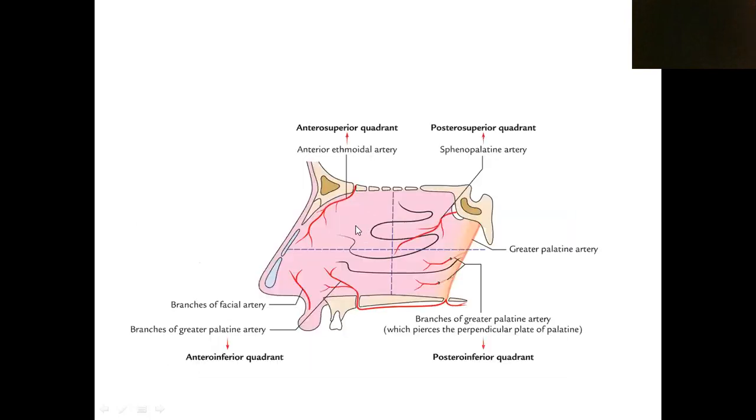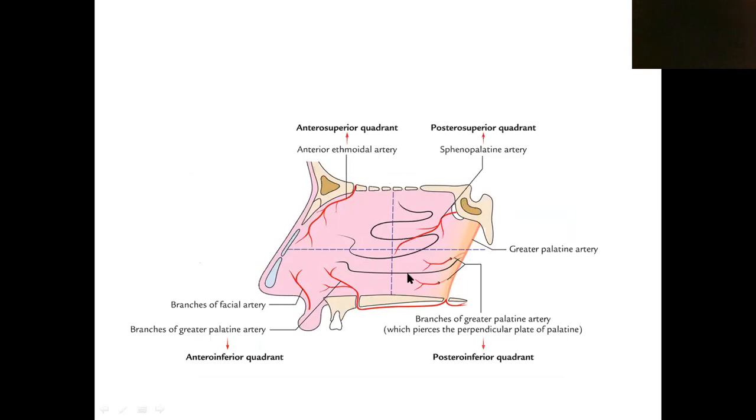In order to see the arterial supply, we are going to divide it into four compartments with one vertical line and one horizontal line. This is the anterior part, this is the posterior part. The superior part of the anterior part is known as antero-superior. The inferior part of the anterior part is known as antero-inferior. The posterior part is also divided into superior and inferior.